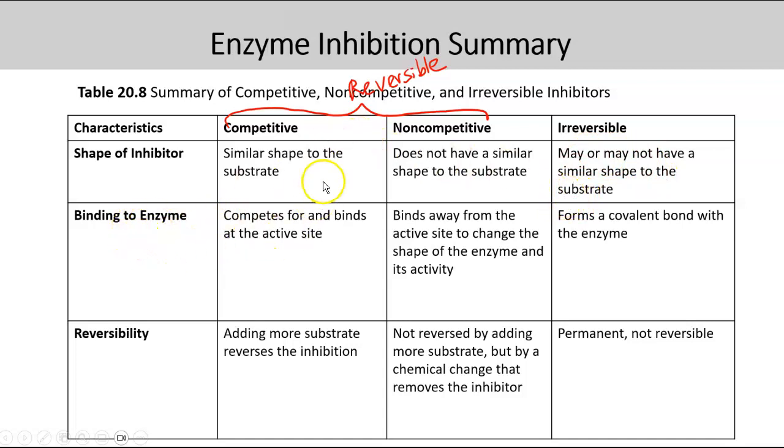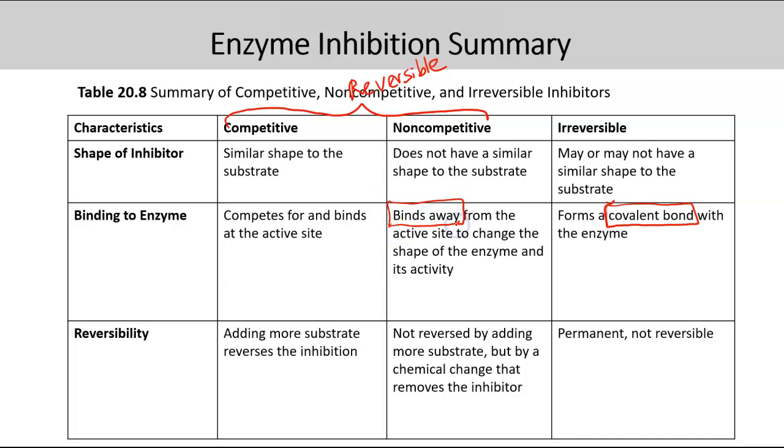When binding to the enzyme, competitive inhibitors compete for and bind to the active site. Non-competitive inhibitors bind away from the active site to change the shape of the enzyme and its activity. This is important, okay? It will bind to a different region. Irreversible inhibitors form a covalent bond. So these are the specific features of these different inhibitors.